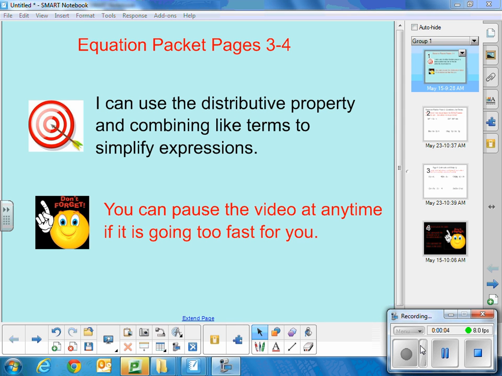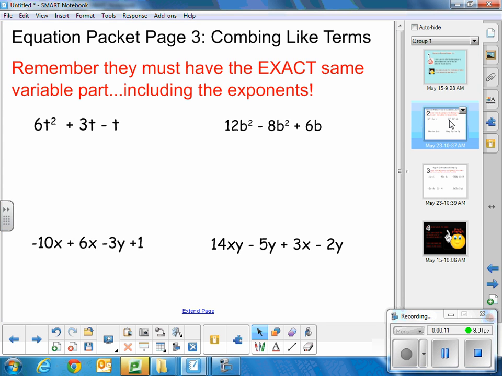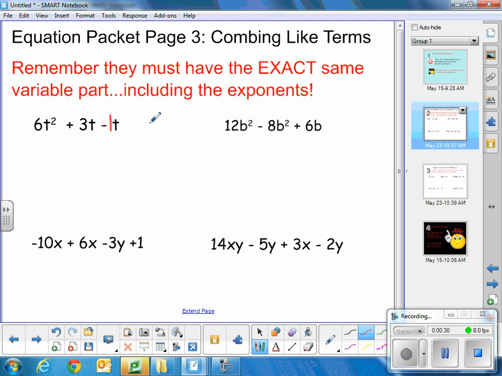On pages 3 and 4 in your equation packet, we will be using the distributive property and combining like terms to simplify expressions. Page 3 is working with combining like terms. Remember, to be like terms, they must have the exact same variable part, including the exponents. If you have variables that do not have a number in front, you might want to put a 1 in front of it so you remember that that's not just t, it's 1t, or in this case, negative 1t.